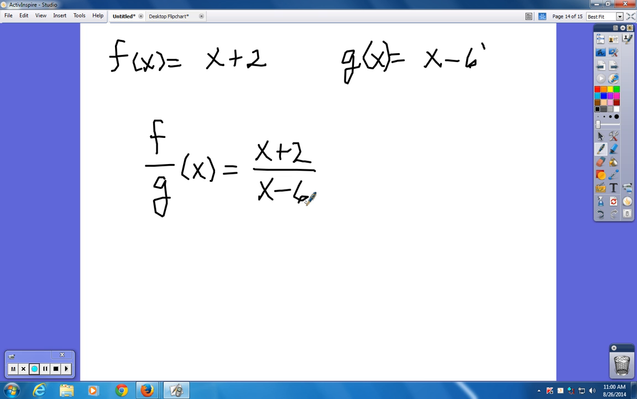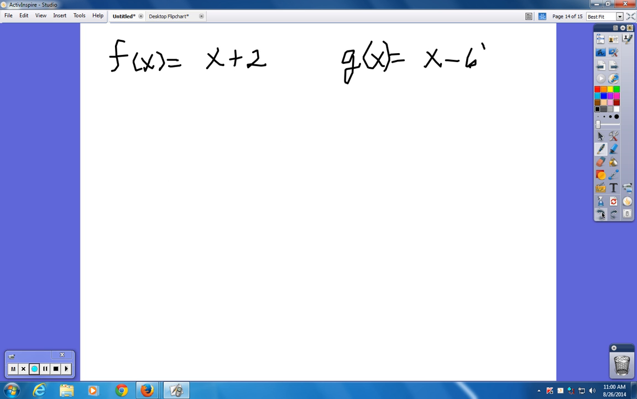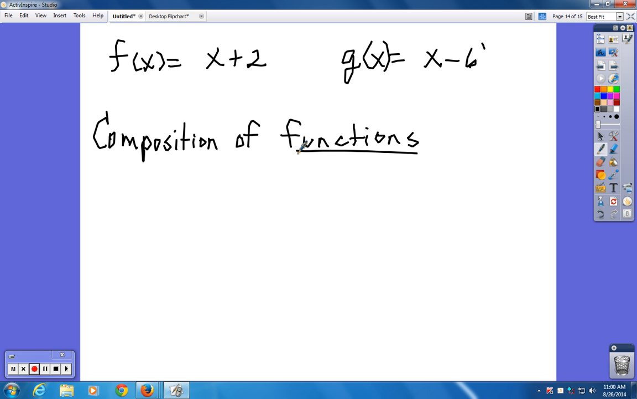Now let's do composition. And that's where we start the lesson after I did the review. Composition of functions. It is another word for substitution.